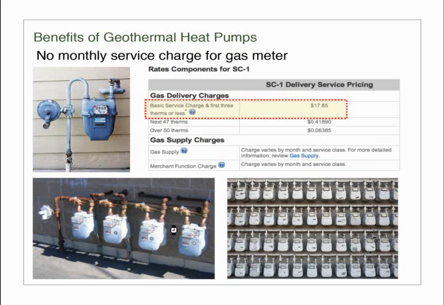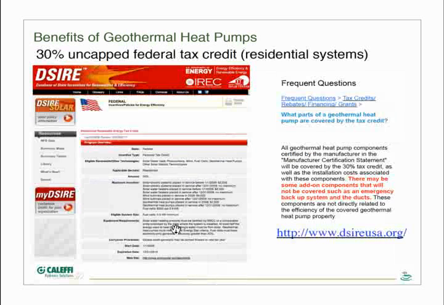Now, geothermal heat pumps are eligible for a 30% uncapped federal tax credit. There may be other incentives available depending upon the state, some state tax credits or some other grants.